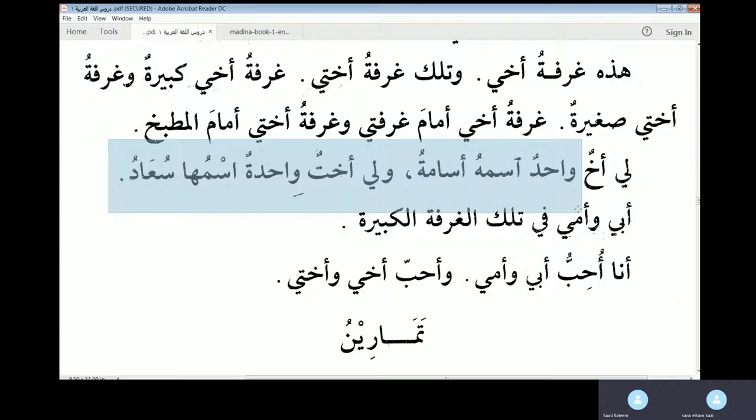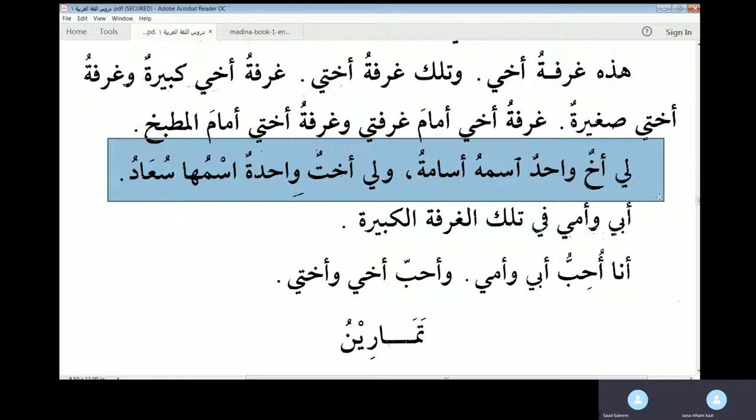Li akhun wahidun ismuhu Usamatu. I have one brother. His name is Usama. Wa li ukhtun wahidatun ismuha Tuad. And I have one sister. Her name is Tuad.